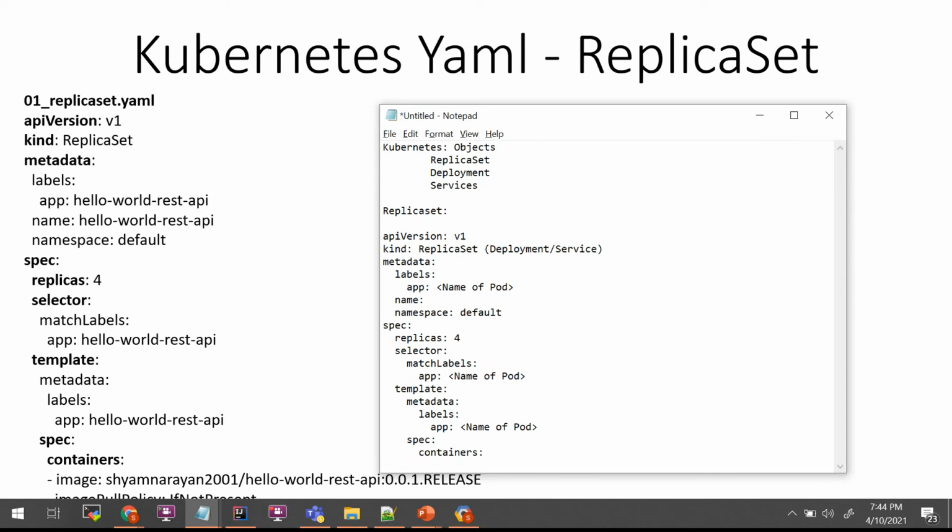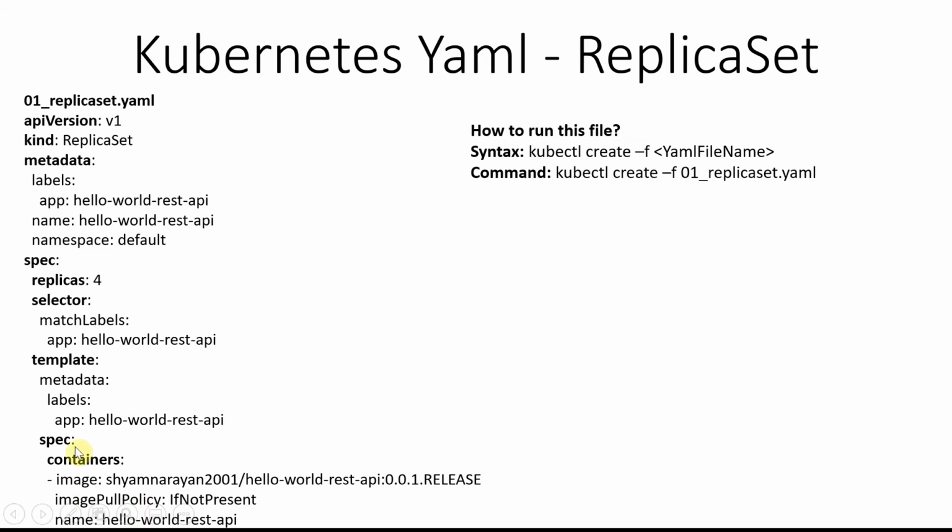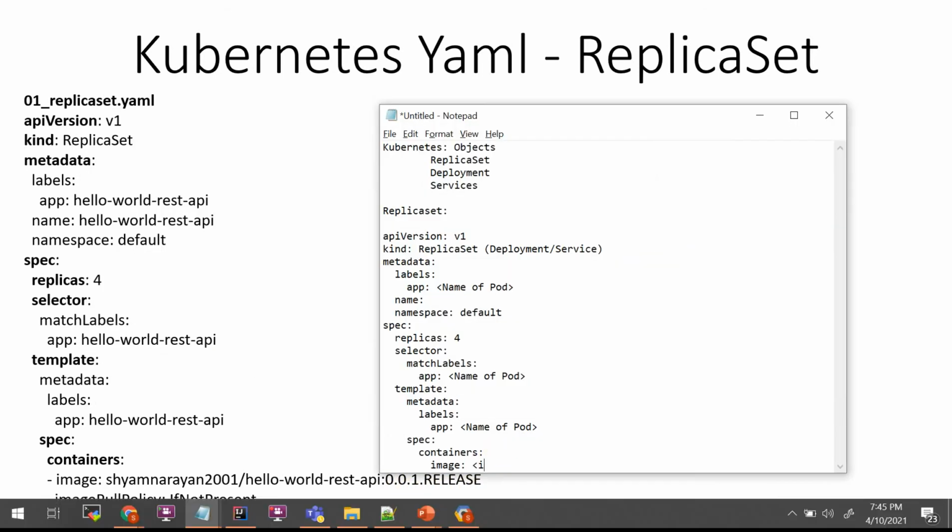And here you tell the container image that you want to deploy. In this case, it is a Docker image of my Hello World application, followed by a colon and the release information, for example the version. Basically, the image name, colon, tag information.